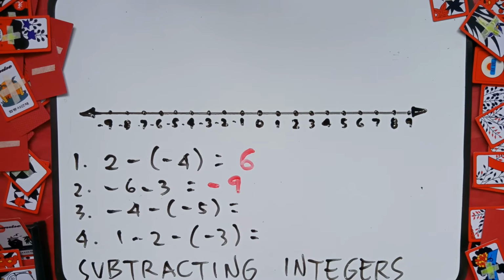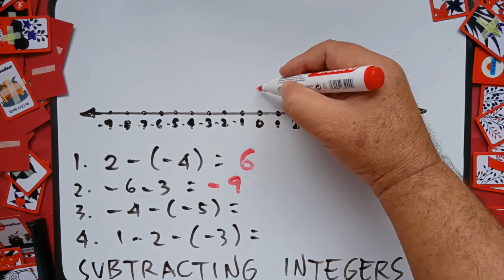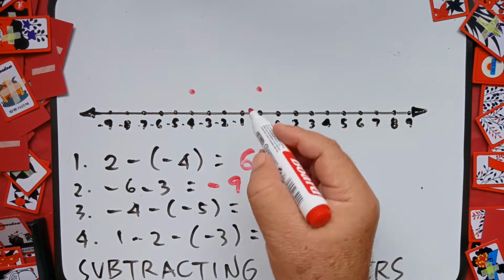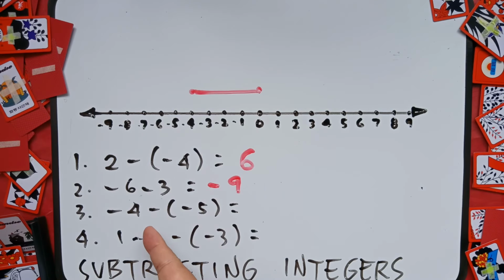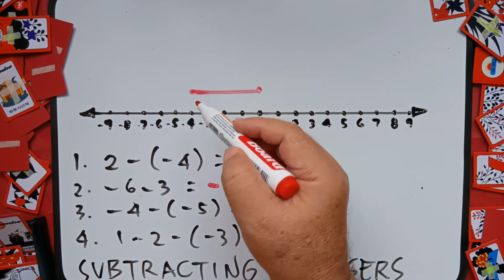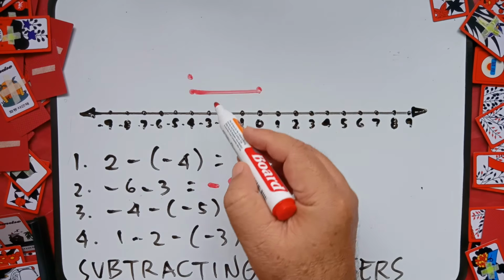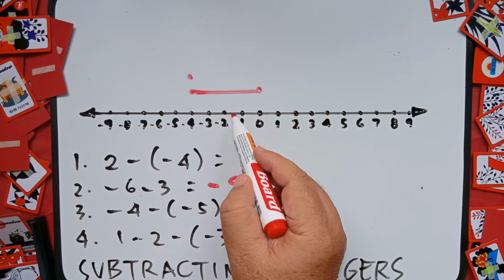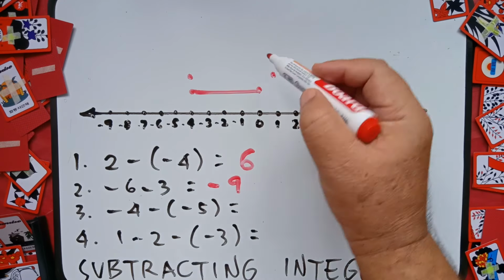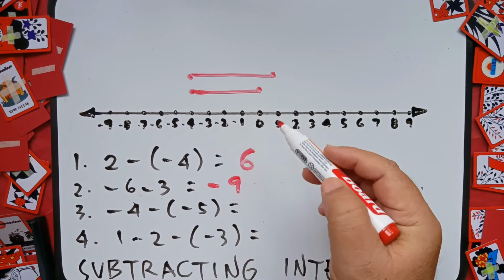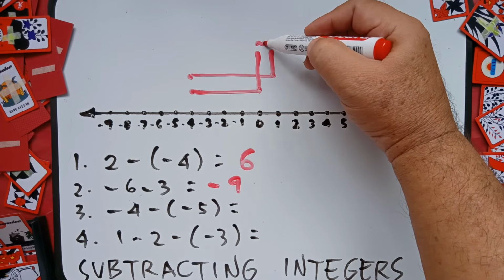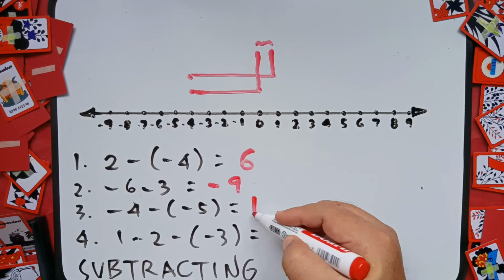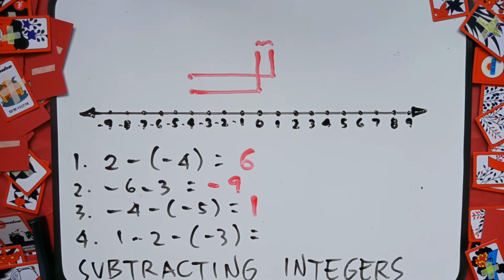Next, -4. Starting from 0, again, going to the left. -4. Minus -5. Since this is subtraction, you have to change the subtrahend. This will become +5. So, you started at -4. Count 5 spaces. 1, 2, 3, 4, 5. So, you started here. You ended here. What is this space? +1. Okay, next.